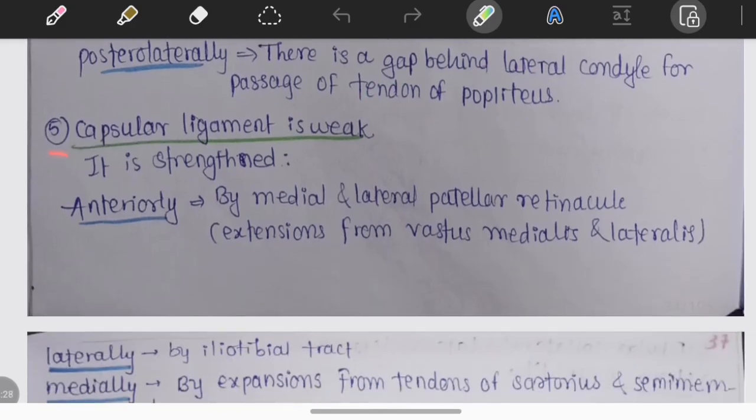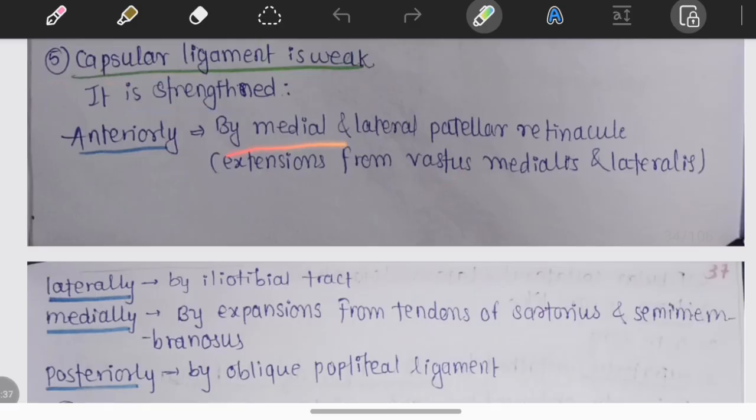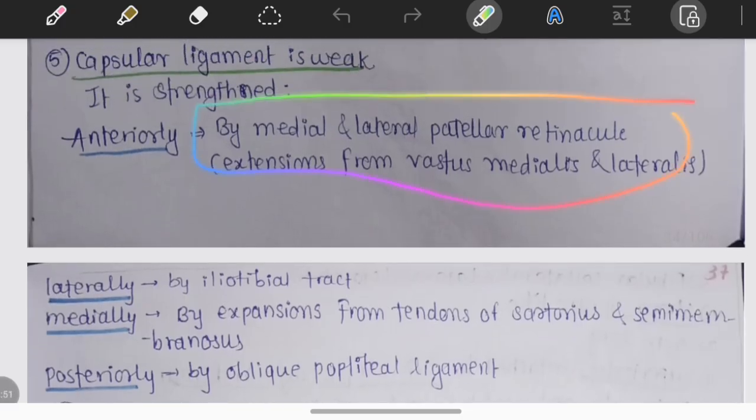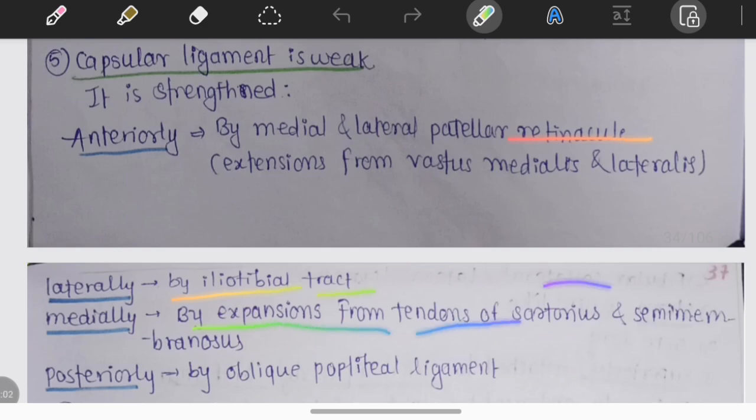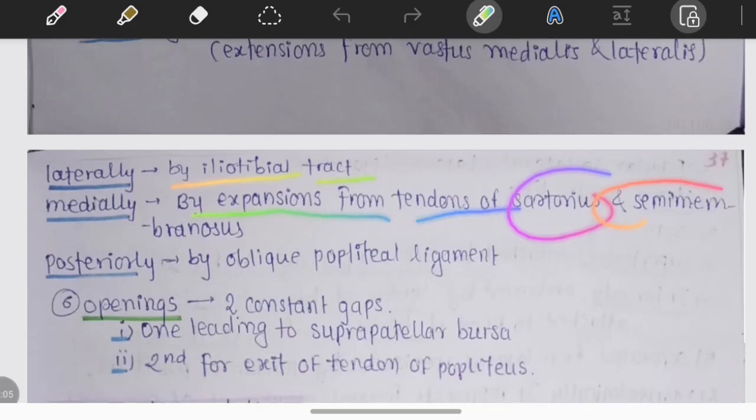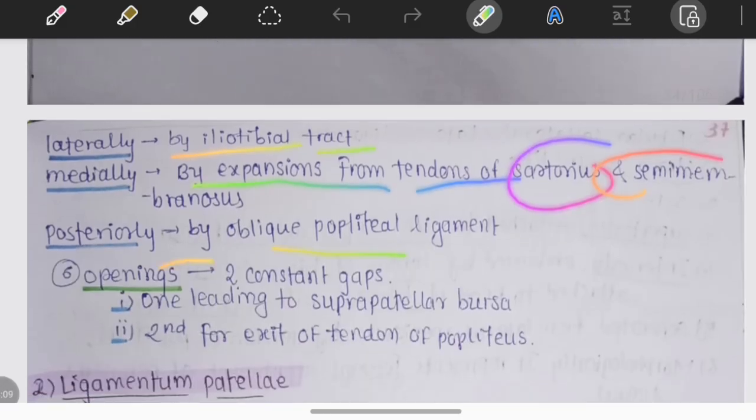Let's see the last point for this ligament. The capsular ligament is weak and it is strengthened anteriorly by the medial and lateral patellar retinacula. It is anteriorly deficient, so it should be strengthened. How? Laterally by the iliotibial tract, medially by expansions from the tendons of sartorius and semimembranosus, and posteriorly by the oblique popliteal ligament.